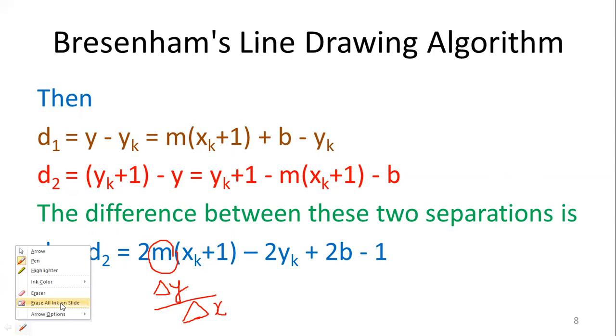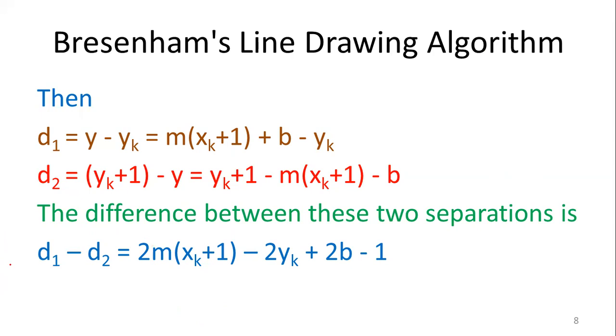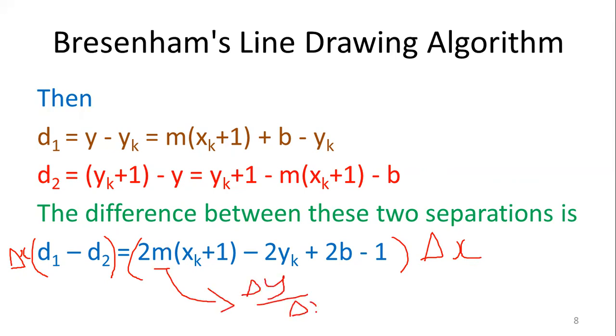So to avoid that, what we are doing is multiplying delta x on both sides. This m is actually delta y by delta x. So when you multiply delta x on both sides, this delta x and this delta x have a possibility for cancelling out.